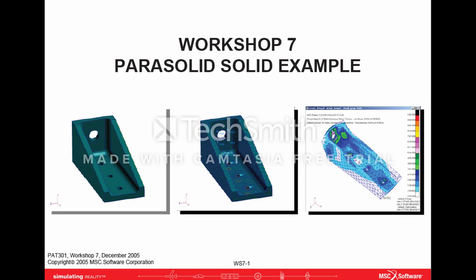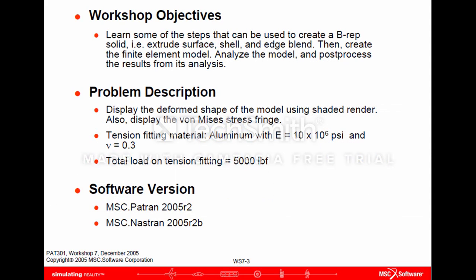In this video I'm going to show you how to do worksheet 7, with the title Parasolid Solid Example. The objective of this workshop is to learn some of the steps that can be used to create a Parasolid solid: extrude, surface, shell, and edge blend. Then create the finite element model, analyze the model, and post-process the results from its analysis. The software that we are going to use is Patran and Nastran.